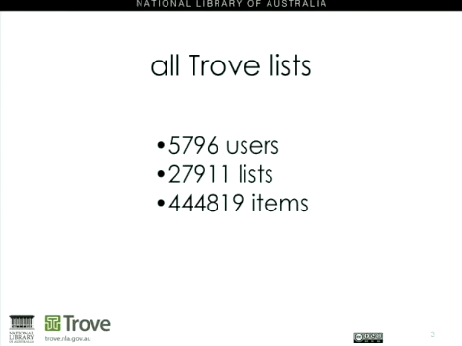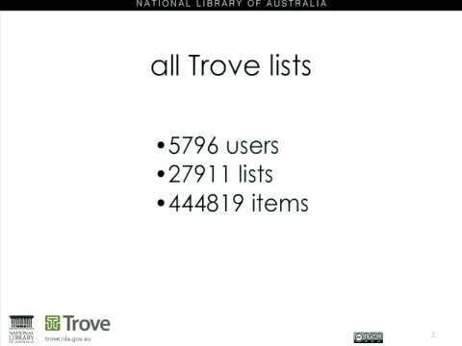I did a little bit of analysis the other day. These figures are already out of date, of course, almost as soon as I generated them. There are currently 27,911 lists created by 5,796 users, containing almost 500,000 items. And that's newspaper articles, books, published articles, all the sort of stuff which is on Trove.